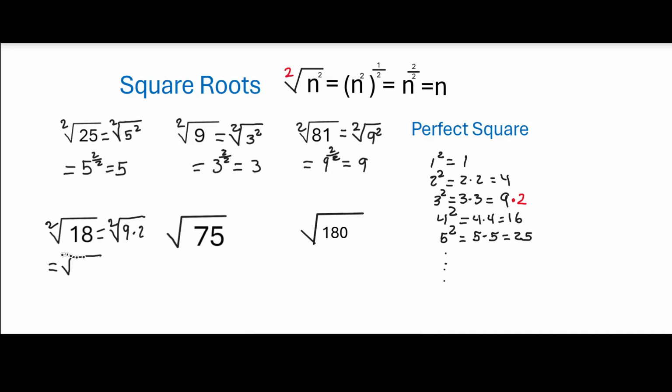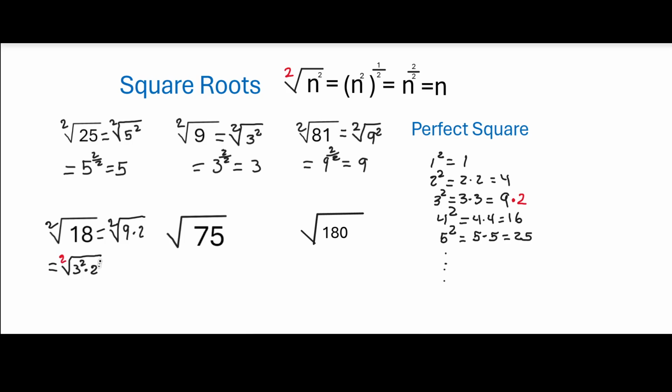So I'm going to rewrite it. I'm going to write 3 squared. That would be 9, times 2. The number outside is going to be 2. Okay, that's why we say a square root. If you can divide the exponent by 2, then that means that this number 3 is going to cancel. The square root is going to cancel the square.